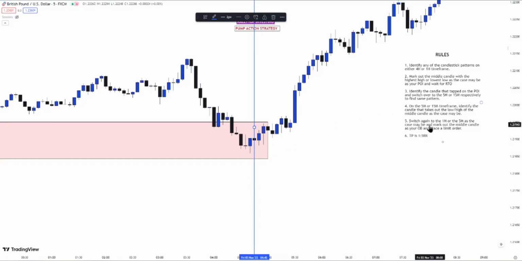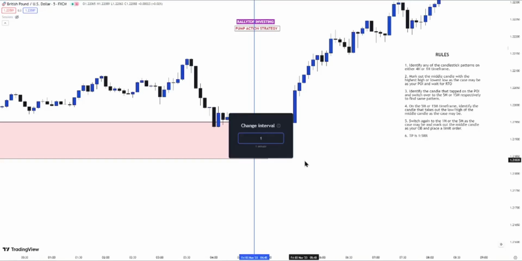And then rule 5 says, switch over to the 1M or the 5M, as the case may be, and mark out the middle candle as your POI. Now, when we get to the 1M now, because I'm using 1 hour, 5 minutes, and 1M as my entry time frame. Now, when we get to the 1M, I want to start looking for opportunities on the right-hand side. All right? So let's get to the 1M now. This vertical line identifies the candle that took out the high of this middle candle. All right? So let's get to the 1M now and see what happens there.